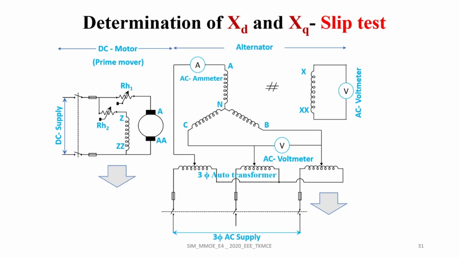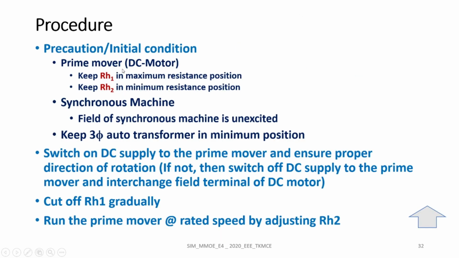What are the important precautions and initial conditions to be taken during this experimentation? Let's see that. In the case of the prime mover, we need to keep the armature rheostat in maximum resistance position and the field rheostat in minimum resistance position. In the synchronous machine, as we discussed, the field is unexcited, and across the field we are connecting a voltmeter, and we need to ensure that the three-phase auto transformer is in minimum position.